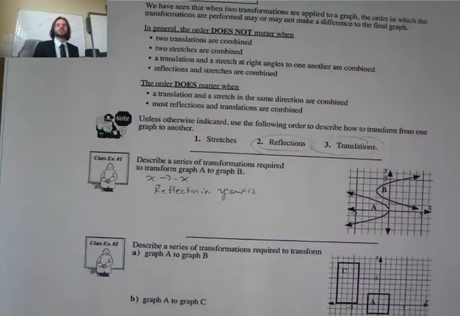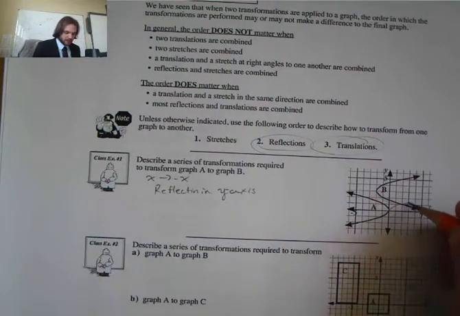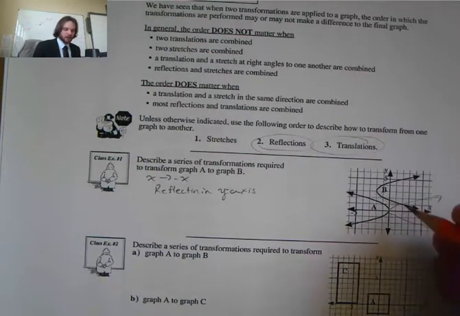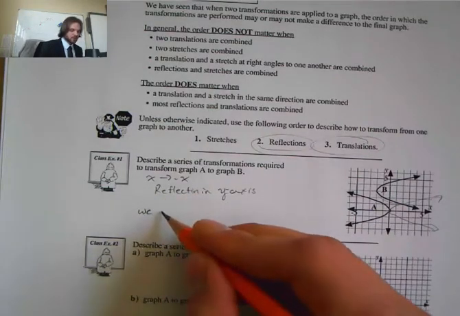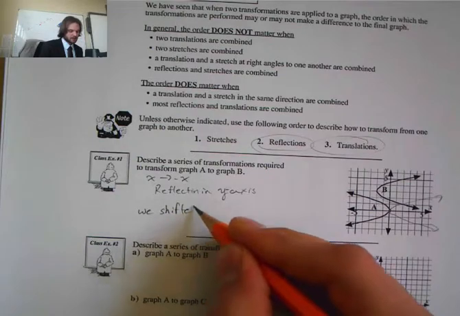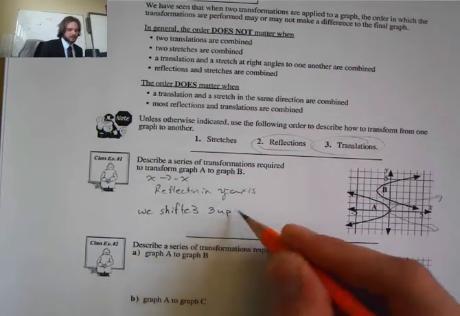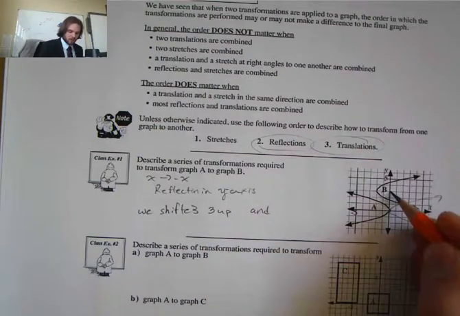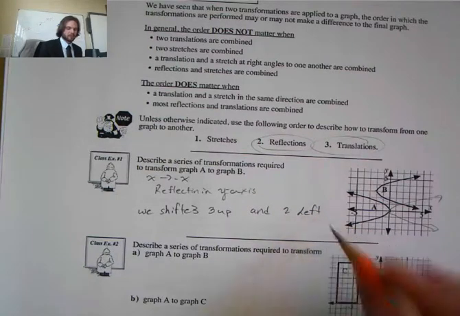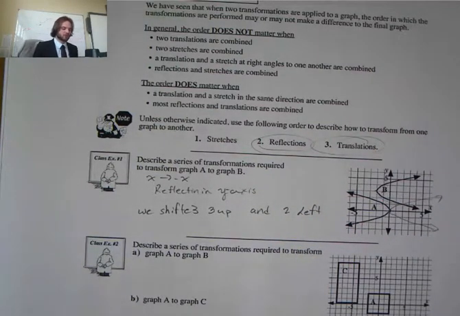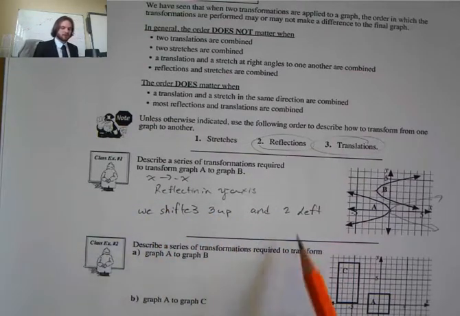Now the next part says, were there any translations? That's the third thing we've got to look at. Well, I look at that, my new graph should look something like this, but it's not, it's over here. So my vertex moved 1, 2, 3, 3 up. So we shifted 3 up, and 1, 2, 2 left. Okay? So that is essentially what happened. So we described it. We had a reflection in the x-axis, we shifted 3 up and 2 left.